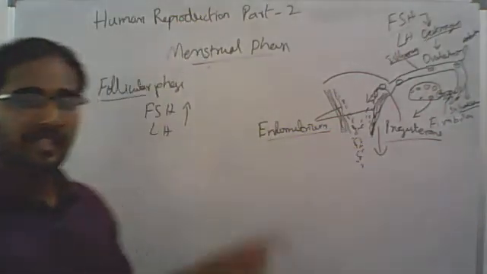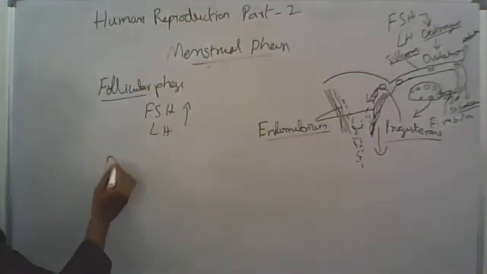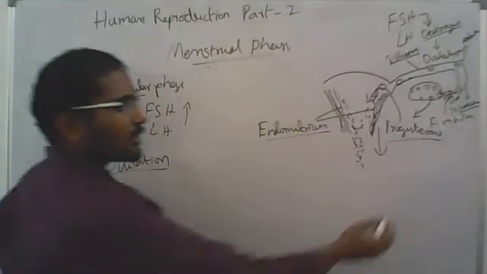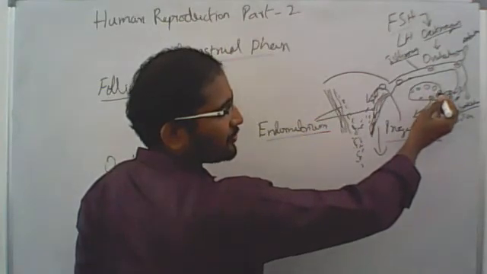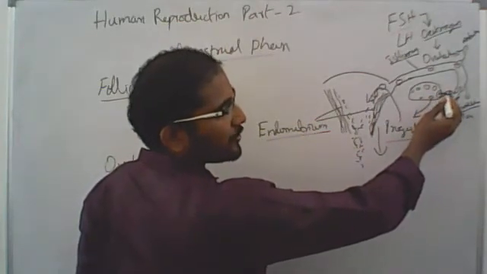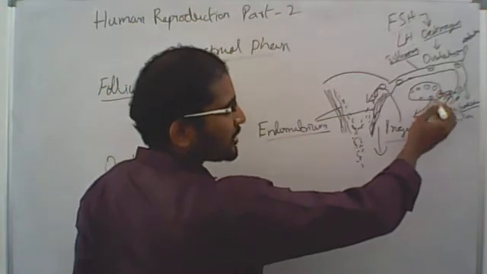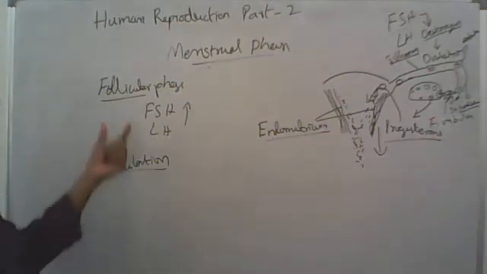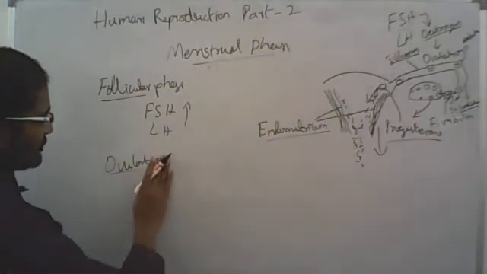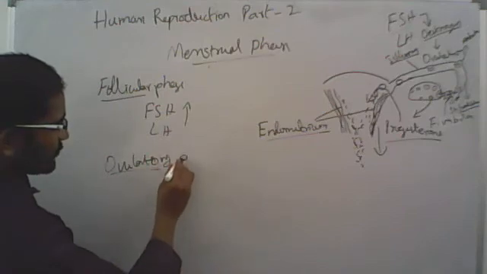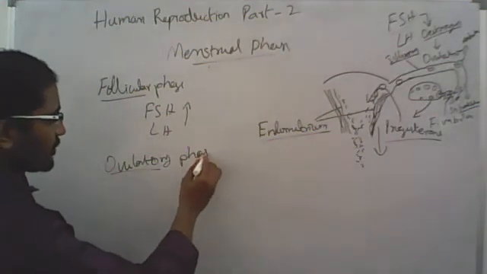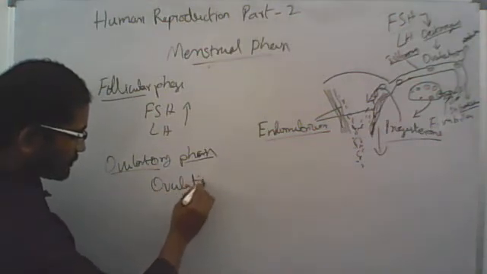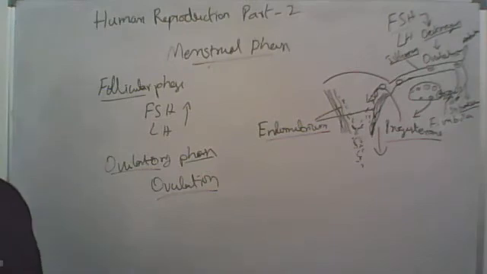Okay, fine. Then the next stage is ovulation. If the graafian follicle is formed, the graafian follicle is going to rupture and the ovum is going to be released, and this process is called the ovulation process. We call it the second phase, the ovulatory phase. Sorry, I wrote it as ovulation phase. It's the ovulatory phase where the ovulation process occurs.